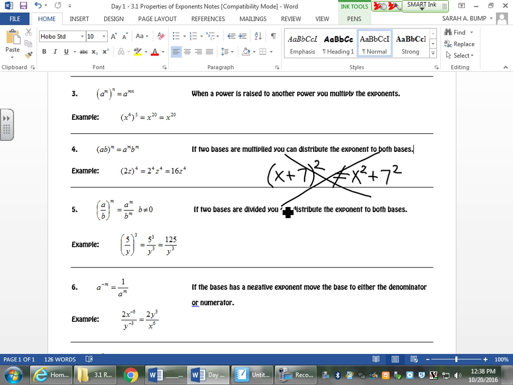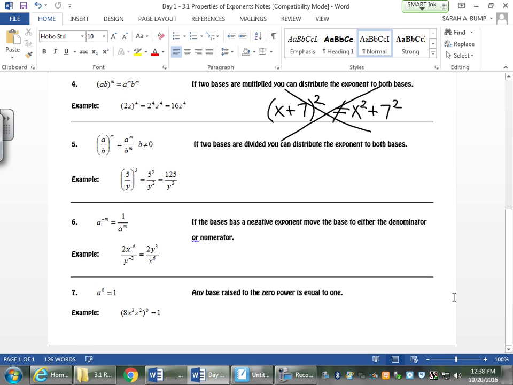The next property, number 6, is how to get rid of a negative exponent. Our final answers will not have negative exponents in them, and you simply move it to the denominator. So a to the negative m becomes 1 over a to the positive m. If the negative was in the denominator, you move it to the numerator. And after I go over number 7, I'll explain why these two properties make sense.